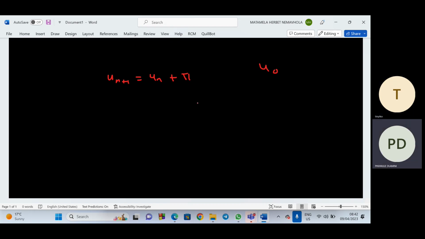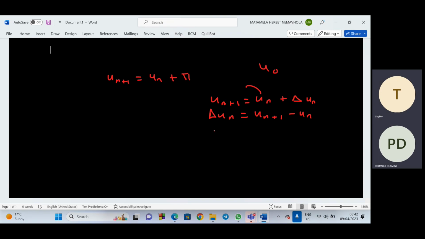So to get mu 0, we write mu n plus 1, which is equals to mu n plus the change of mu n. So change of mu n is equals to mu n plus 1 minus mu n. So if we find the change of mu n, what is it? It is pi.